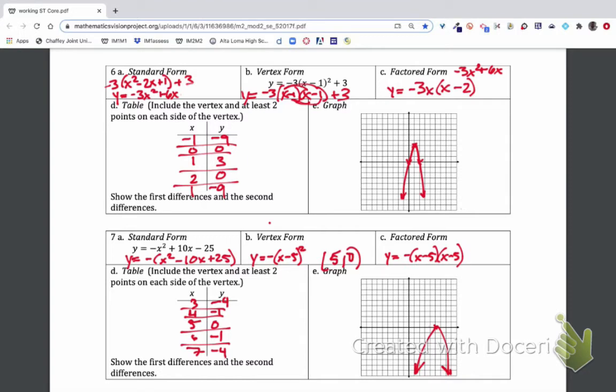And if you're wondering, where did I get that? I took this and plugged it into vertex form. It was easy for me to be able to combine what's inside the parentheses and square it.